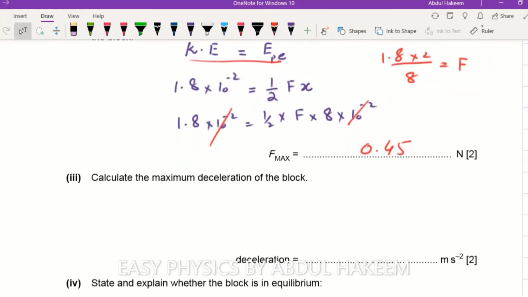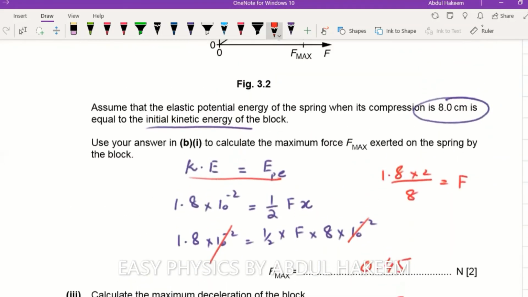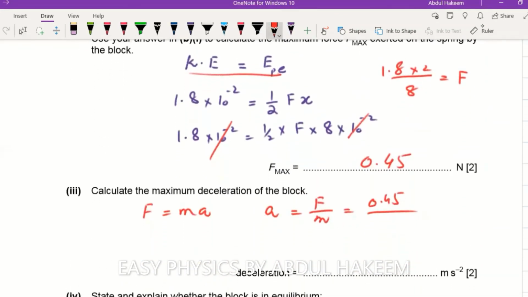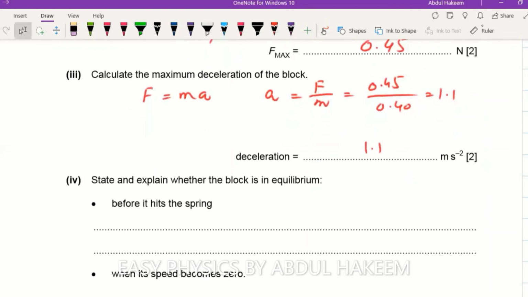Calculate the maximum deceleration of the block. Look, F is equal to MA, then A is equal to F divided by M. The force calculated is 0.45, divided by mass, the mass is 0.4. So 0.45 divided by 0.4, the answer will be 1.1 meter per second square, to two significant figures.